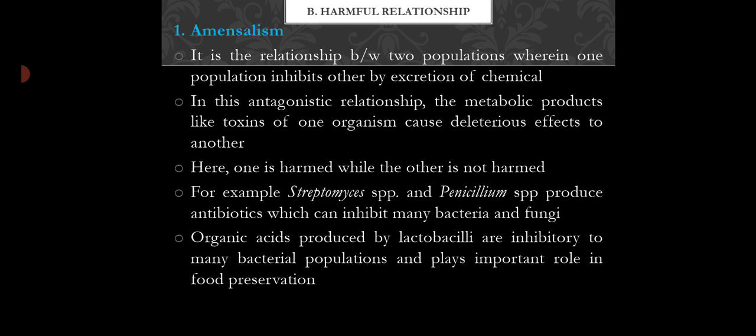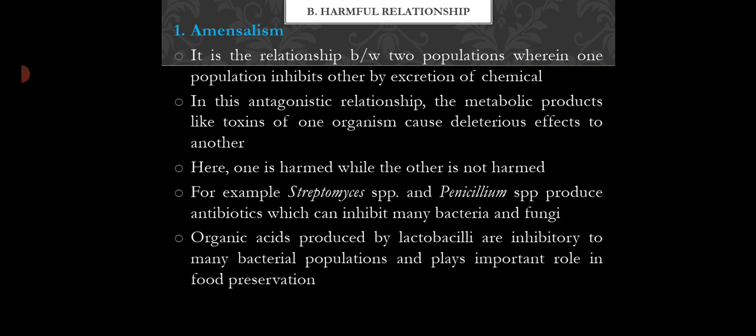The first one is amensalism. It is a relationship between two kinds of organisms. Here the product of one organism harms the other. The best example is antibiosis. In this antagonistic relationship, the metabolic product of one organism causes a deleterious effect to the other. Here one is harmed while the other is not harmed. The best example is antibiosis.